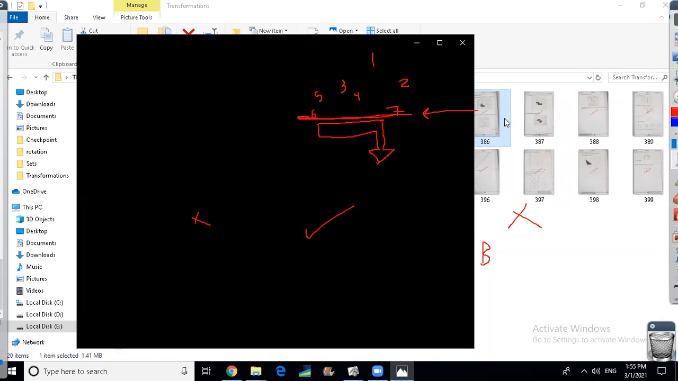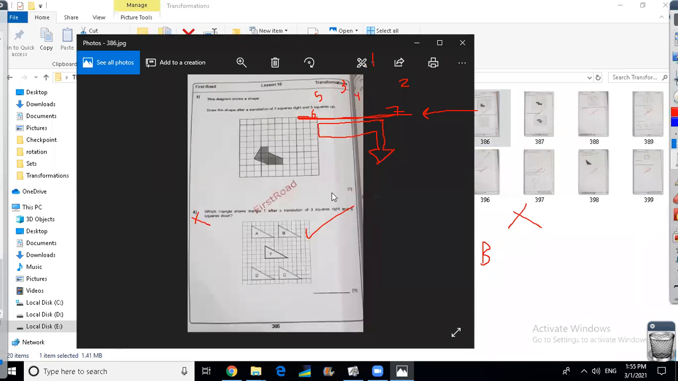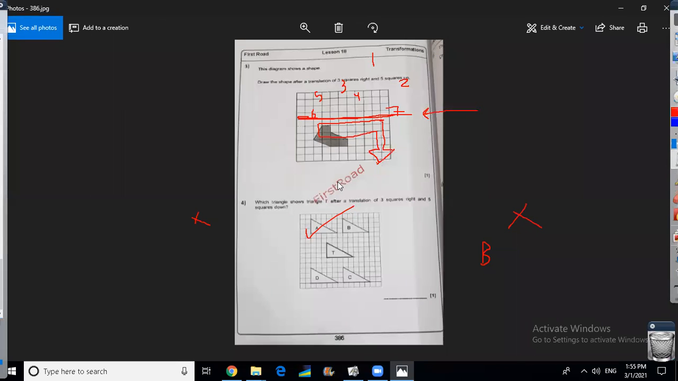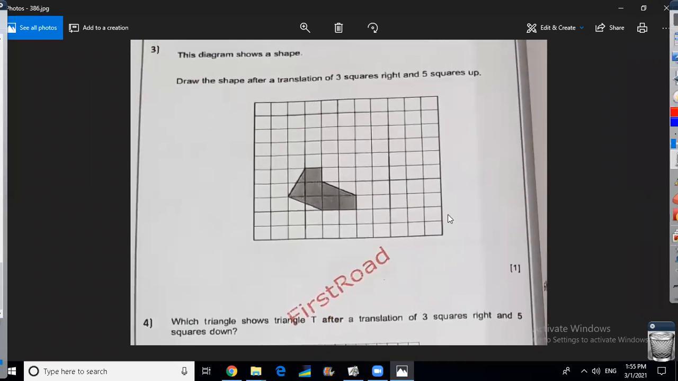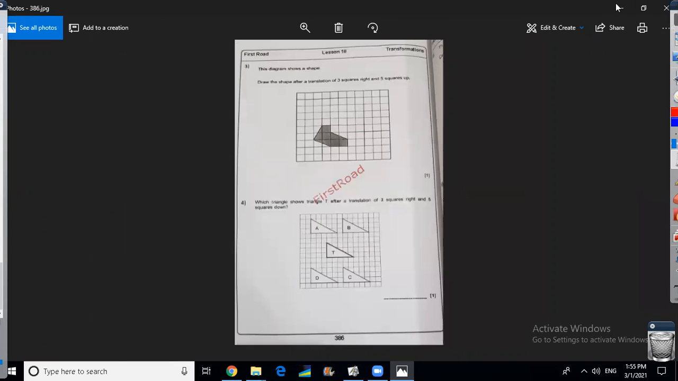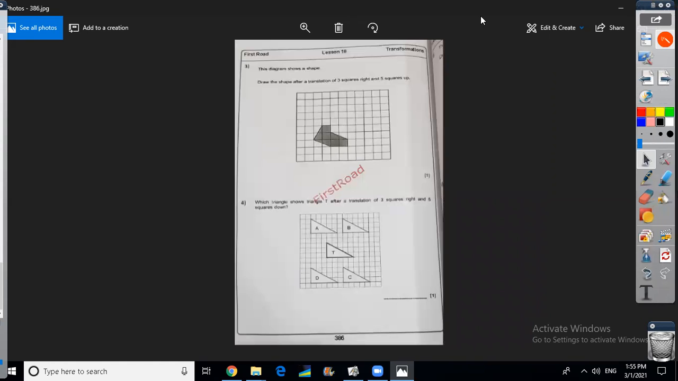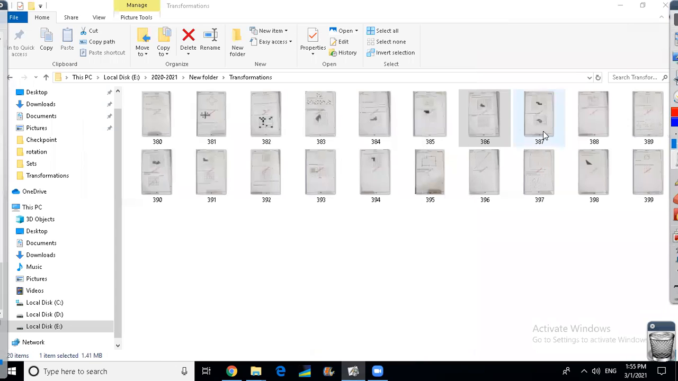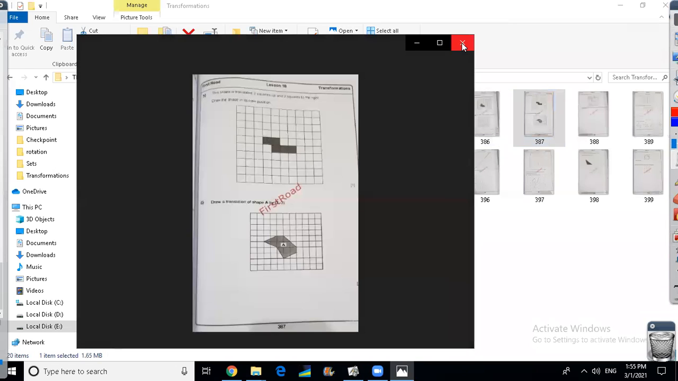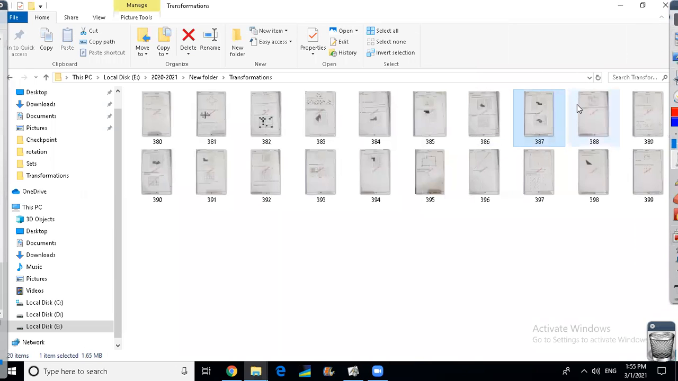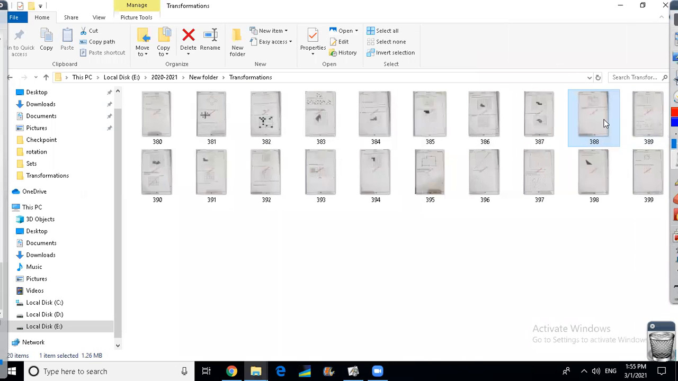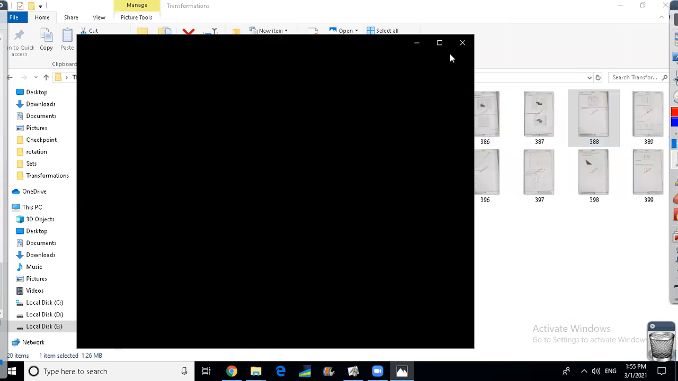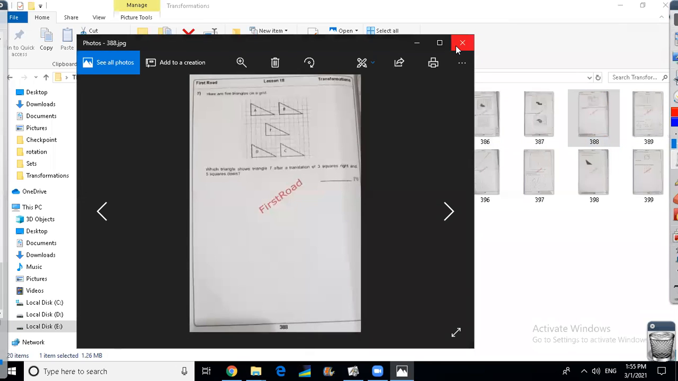Page 386. Translation, we've done this. We've done this in class. And also page 387, we've done it in class. 388, we've done it in class. How come? What's all of this? Repeated.